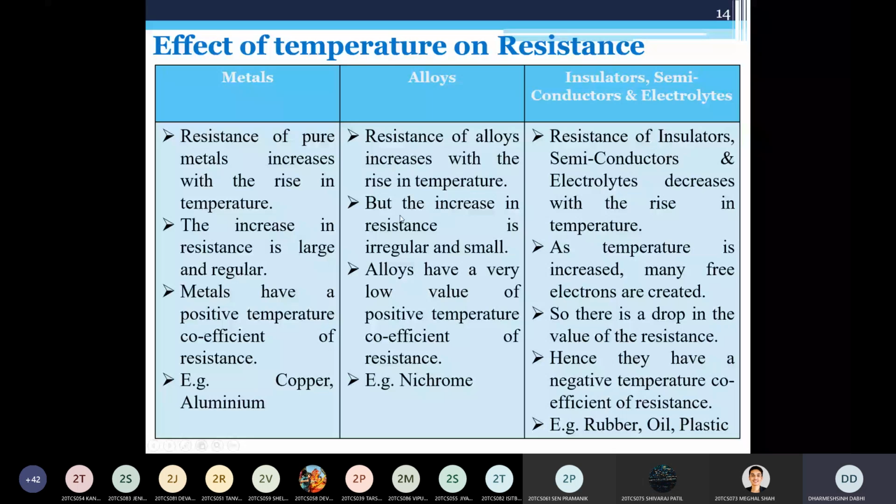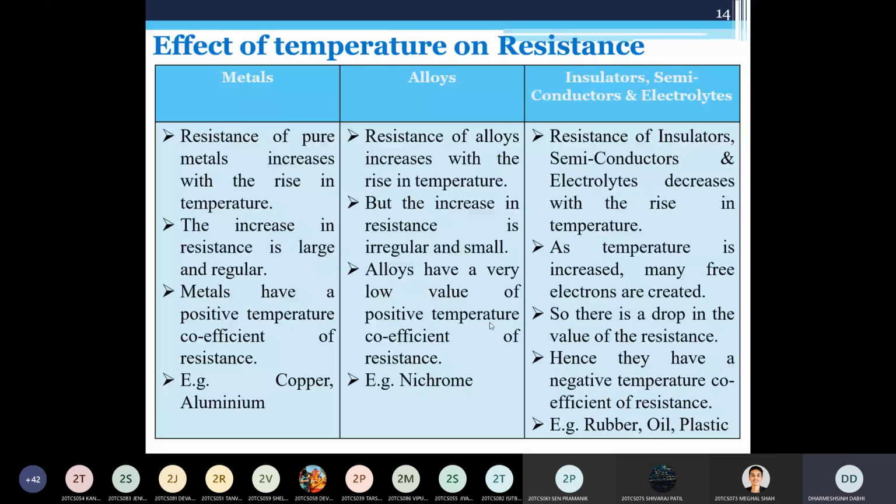It means suppose you suddenly change the temperature from 5 degrees to 50 degrees, it will not suddenly increase the resistance up to that level. The change in resistance with change in temperature is irregular and very small. Clear? So this type of material, alloy, has a low value of positive temperature coefficient, because by changing the temperature, the value of the resistance will change by a very small amount. That's why it is called a low value of positive temperature coefficient.